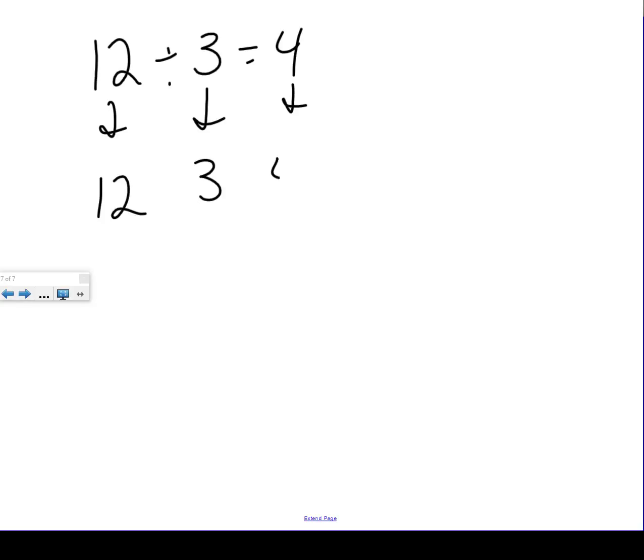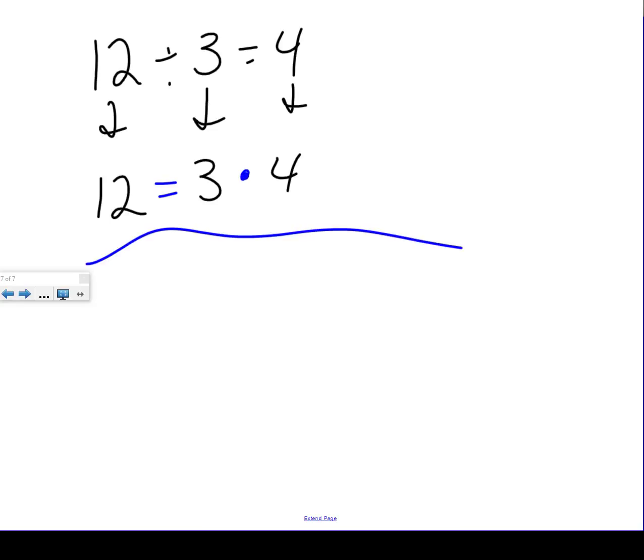You can also write a division problem as a multiplication problem. So let's look at this. I have 12 divided by 3 equals 4. If I leave the numbers in the same exact place and bring them down, 12, 3, and 4, I can move symbols around and I can write this as 3 times 4 equals 12.